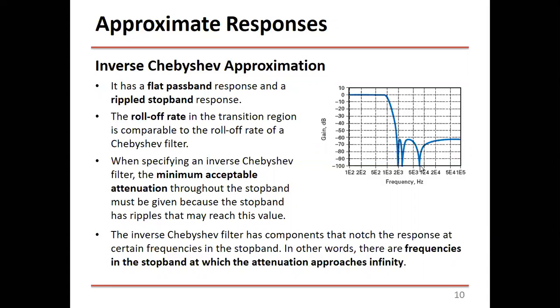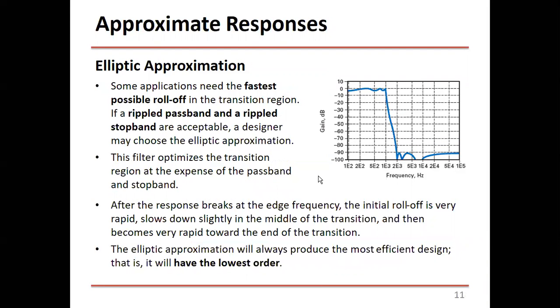Like for example, this frequency here. At this frequency the gain goes almost to 0. It's minus 100 or below that, because this filter has many poles very close to the imaginary axis. We're not going to talk about these poles and zeros, but in general, the most important part in comparing the inverse Chebyshev with the other ones is that it has a flat passband and rippled stop band.